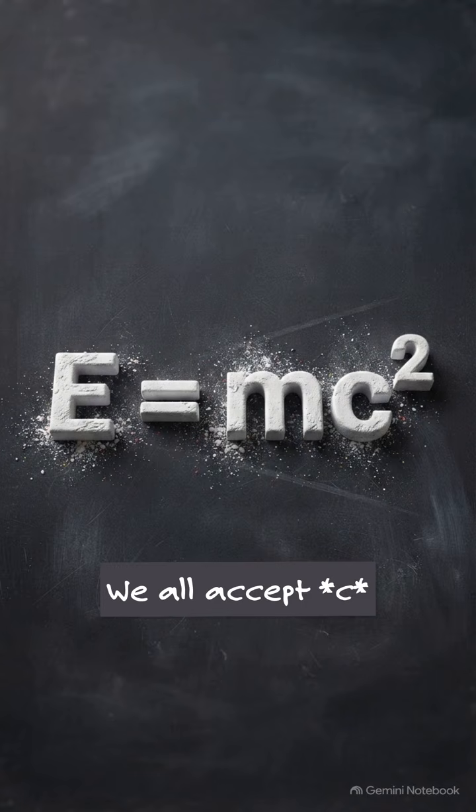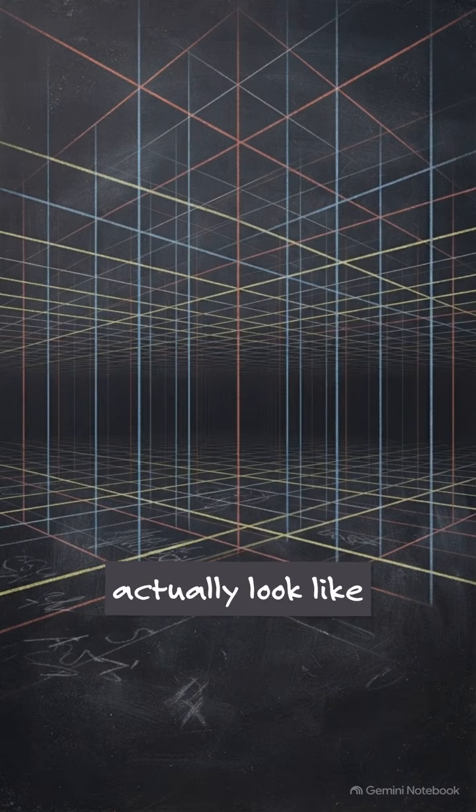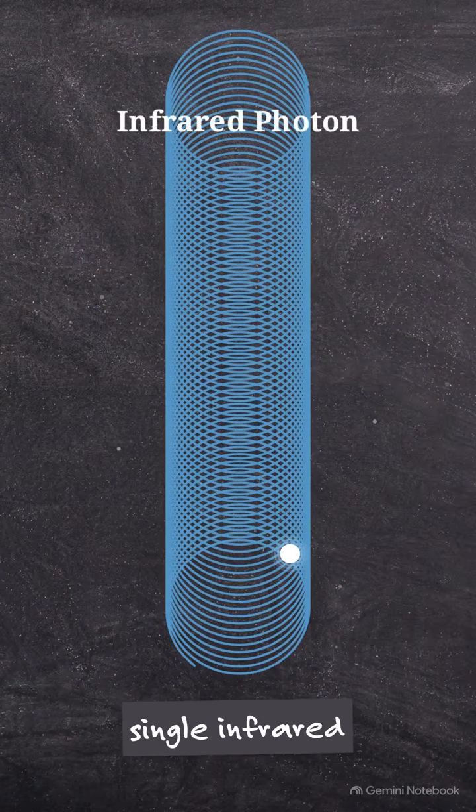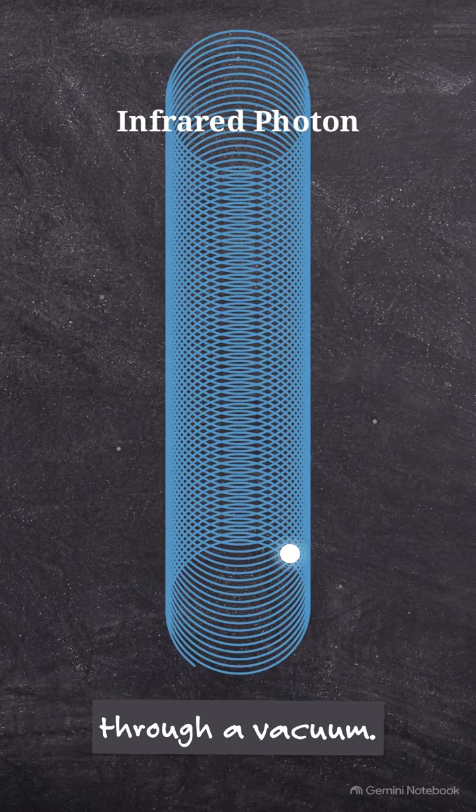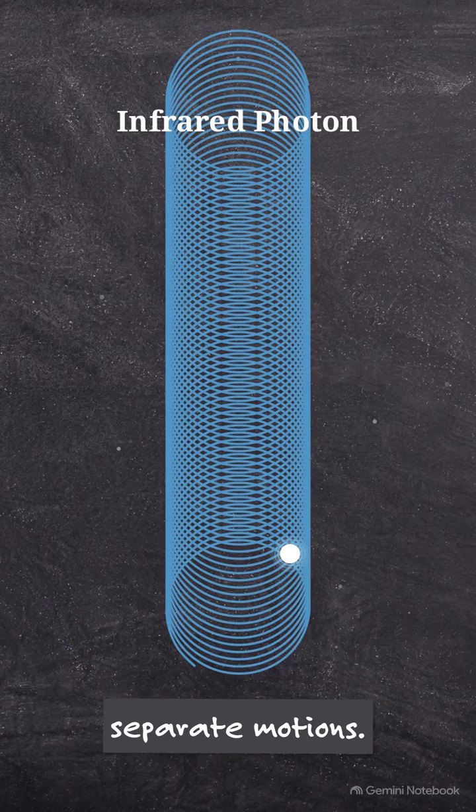We all accept c squared in physics equations. But what does that squared velocity actually look like in physical space? To see it, let's track a single infrared photon traveling through a vacuum. In Mathis's model, this photon has two separate motions.